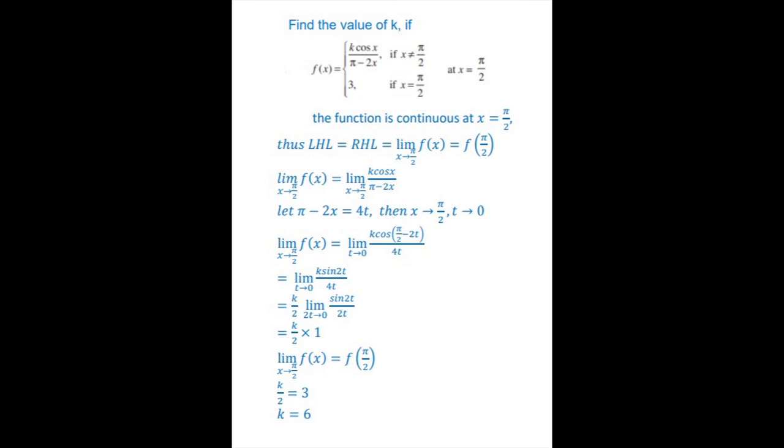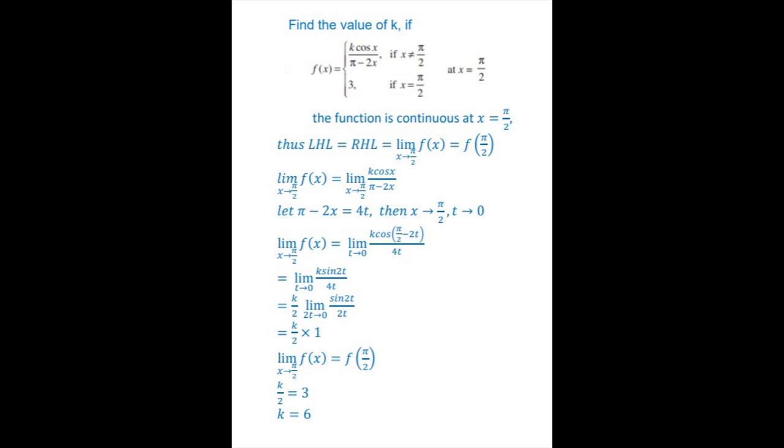Now we'll see one more example. When the function is continuous at a particular point, how do we find the unknown values involved in the function? For example, it's given f of x is k cos x divided by pi minus 2x when x is not equal to pi by 2, and 3 when x equals pi by 2. It's given the function is continuous at x equal to pi by 2, find k.